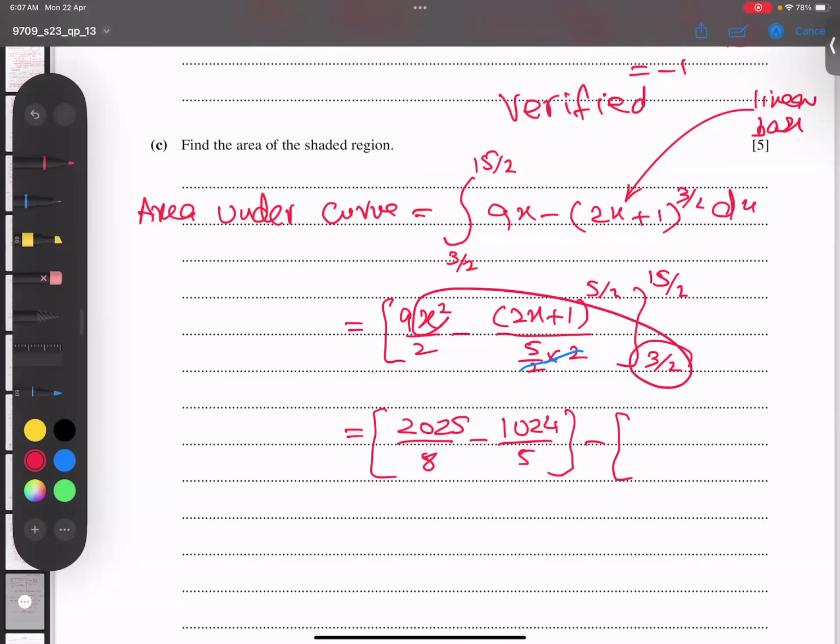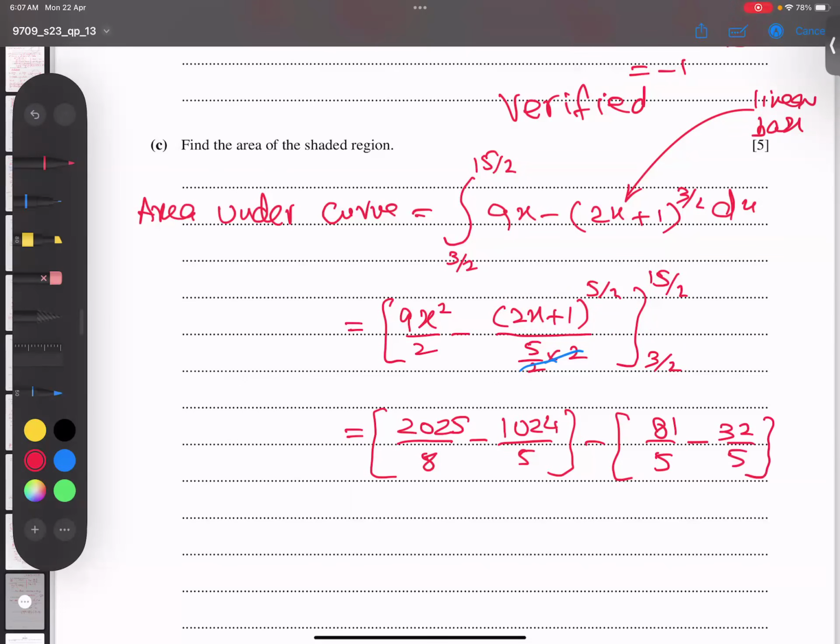So when I plug in 3 by 2 here, students, 9 divided by 2 into 3 divided by 2 and power 2, I get 81 over 5 minus. When I plug in 3 by 2 here, this 2 will cancel this 2. We get a 3 left behind. 3 plus 1, 4. And 4 to the power 5 by 2, I get 32. So 32 over 5.